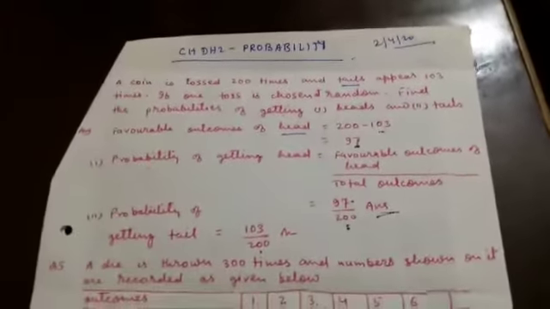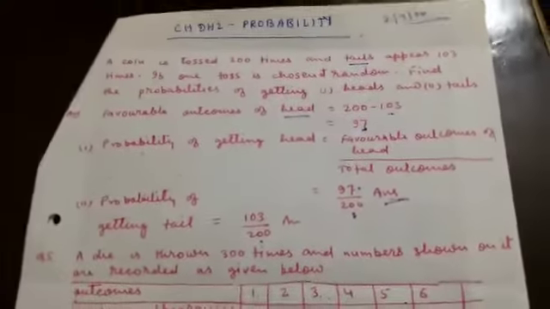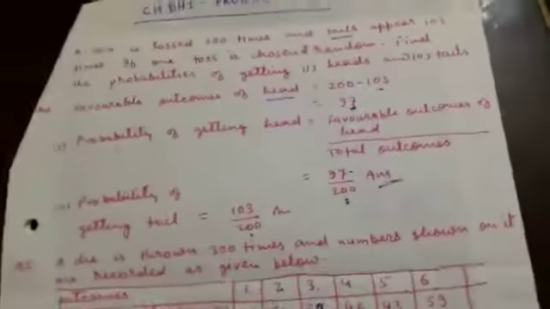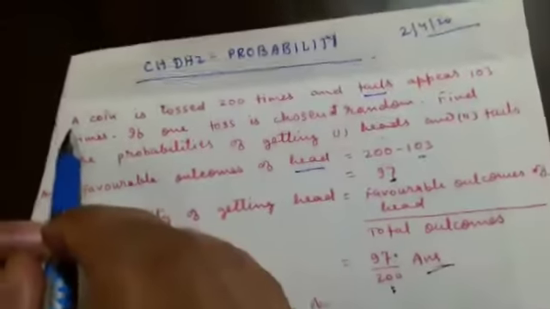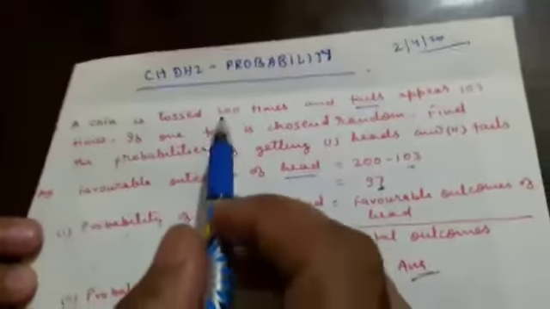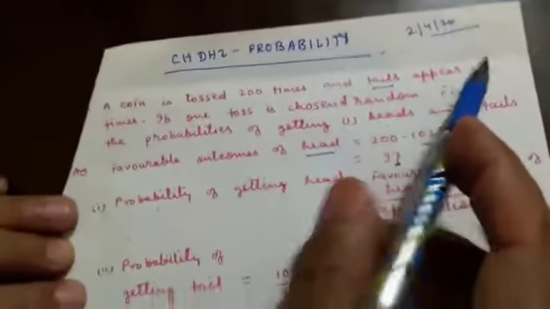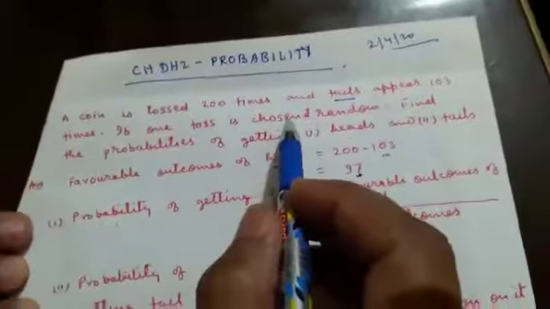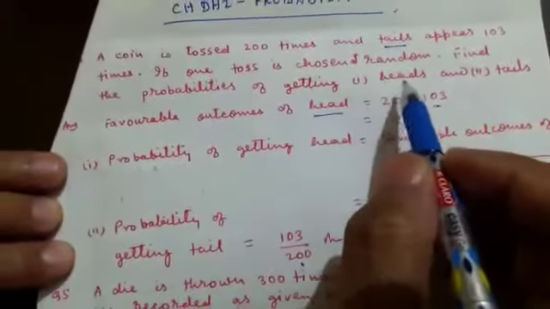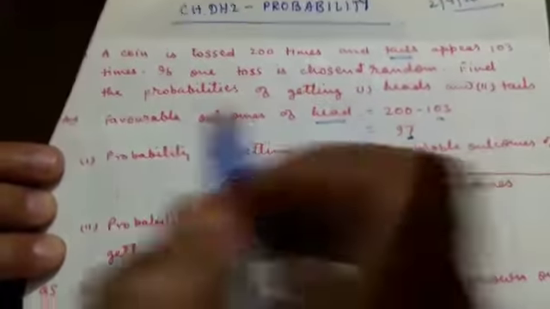In the previous class, we have done chapter 2 probability till question number 3. Now we are going to start question number 4. Question number 4: A coin is tossed 200 times and tails appears 103 times. If one toss is chosen at random, find the probability of getting first part heads and second part tails.